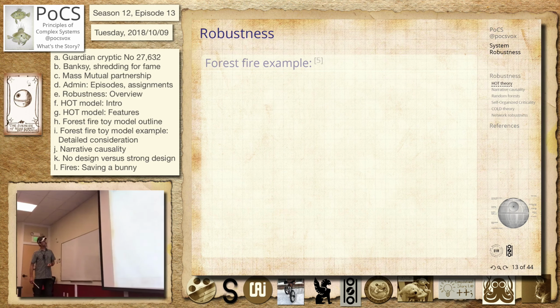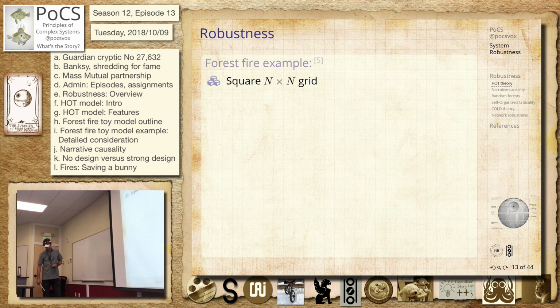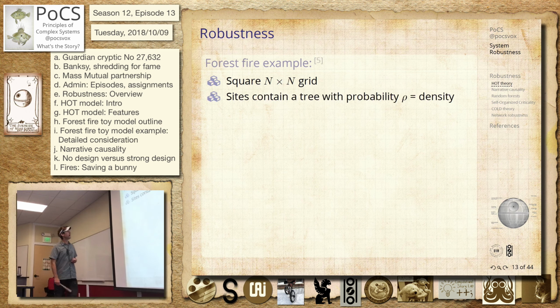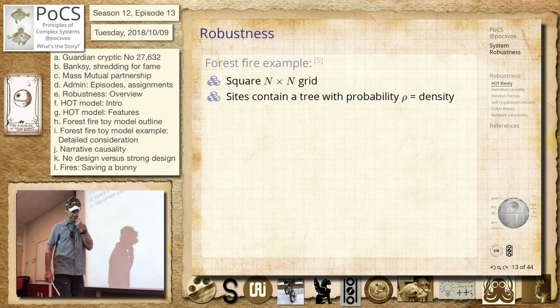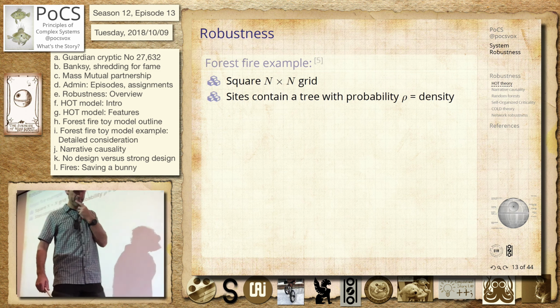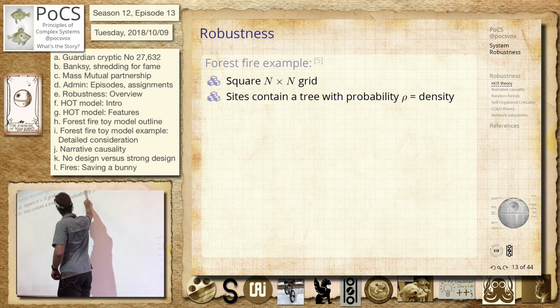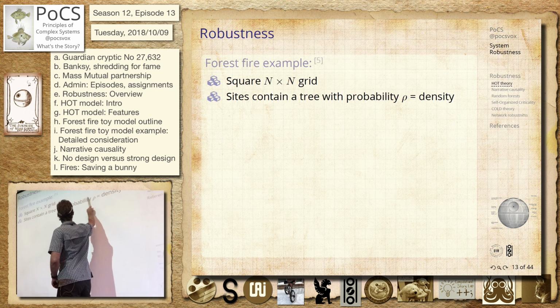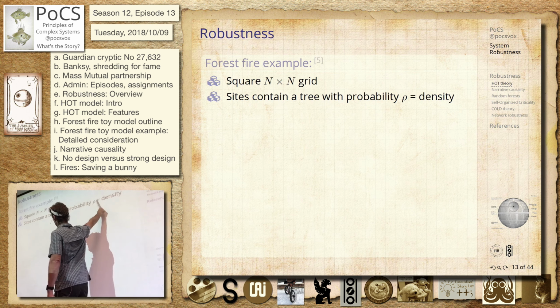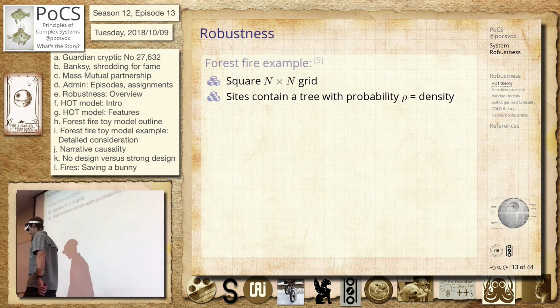All right, so a forest fire example, here it is. So we're going to set up an n by n grid. This is something you guys will code up. Sites are going to have some density, and we're going to figure out a way to allocate it, not in a random way, but there's an overall density, right? So it goes from 0, no trees, to 1 where every site has a tree.